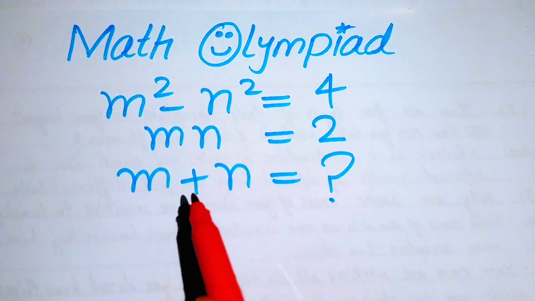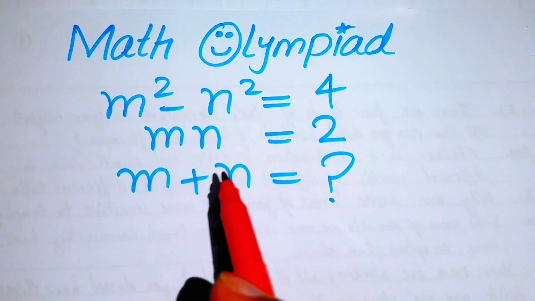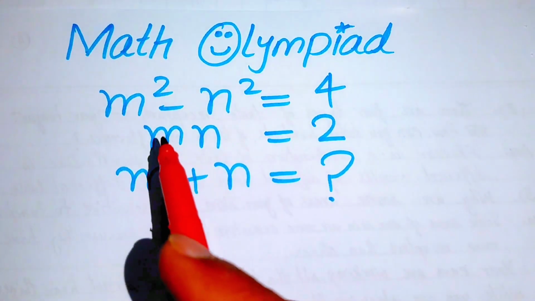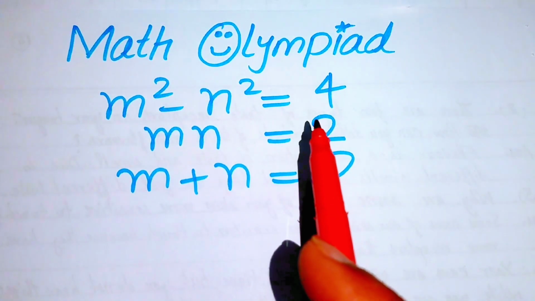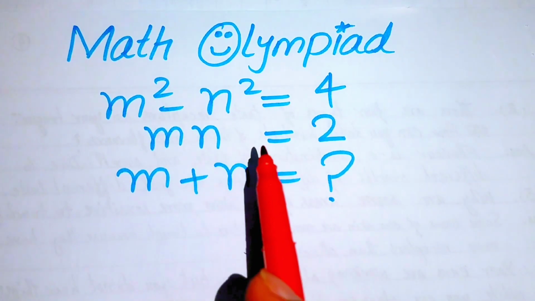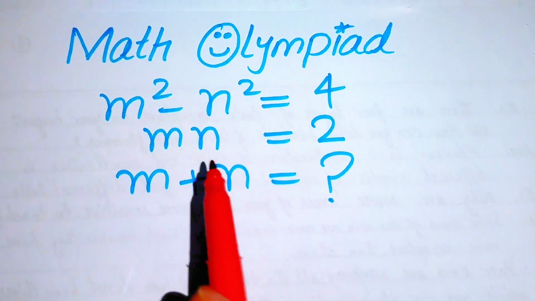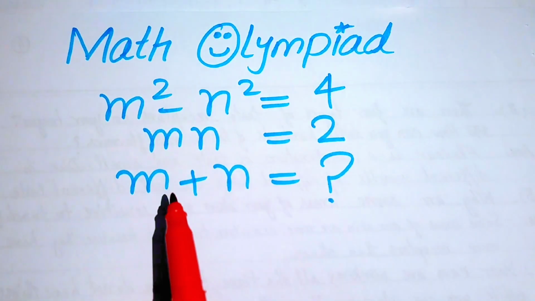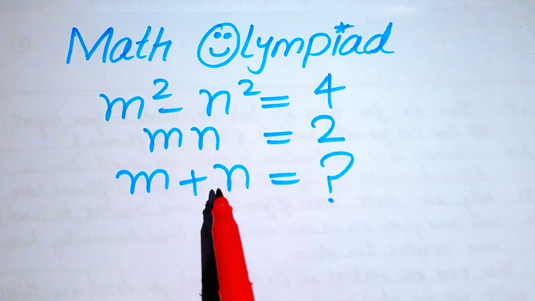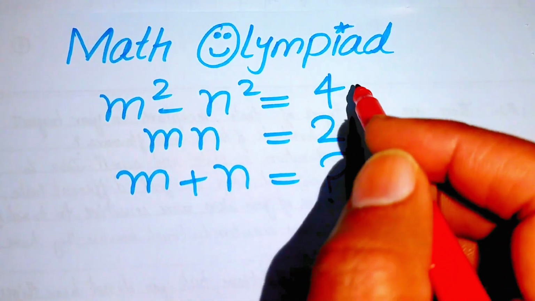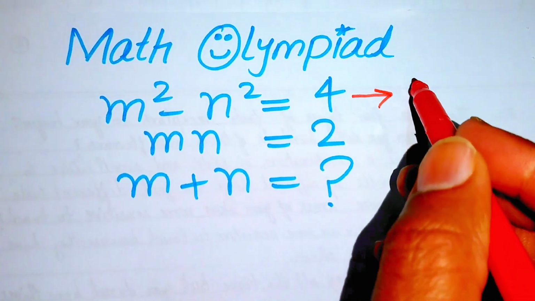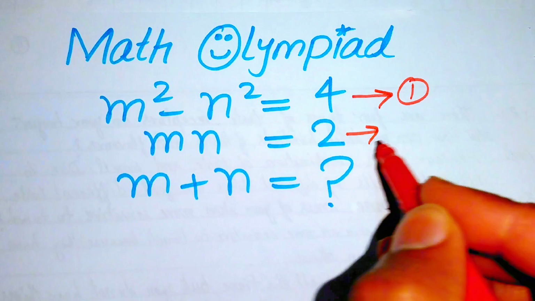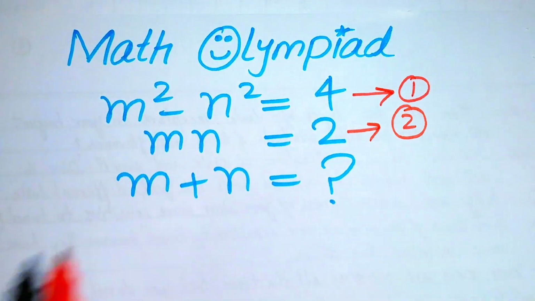In this video, we are going to solve this nice math Olympiad algebra problem. And here we have m square minus n square equals 4 and m multiplied by n equals 2. We use these two equations and we find the value of m plus n. So the very first thing we are going to do is, first we call this equation number 1 and we call this equation number 2.